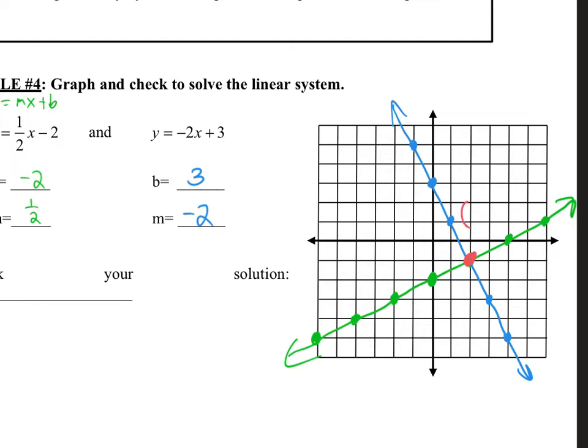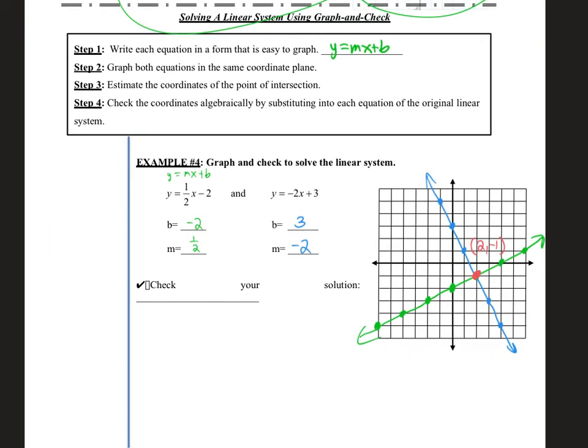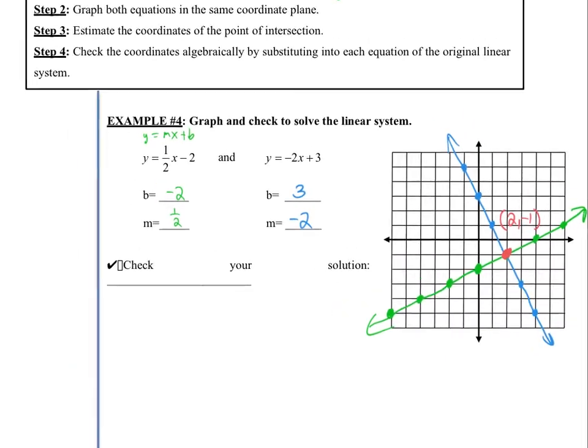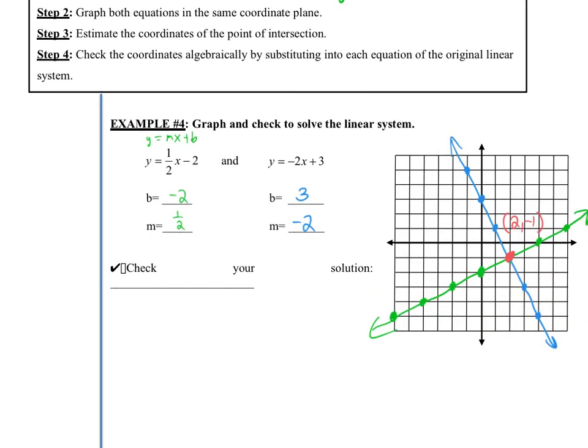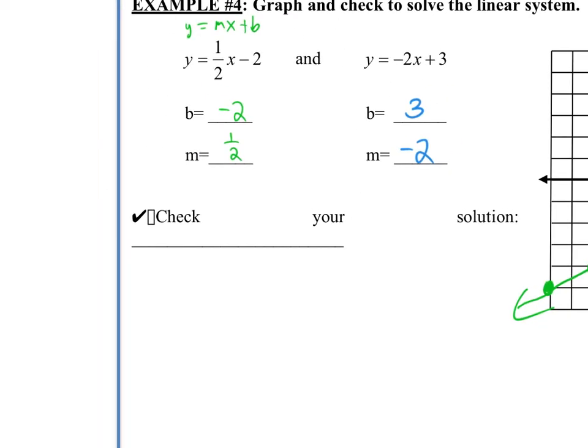I'm going to use red to show where they cross. And the solution for this is going to be 2, -1 is where they cross. So now we've got to check our solution algebraically. Let's plug into both these equations here. I'll leave it here for a second in case you need to catch up. Yep, so the coordinates of the point where they cross is right 2, down 1, so 2, -1. We're going to check 2, -1 now.